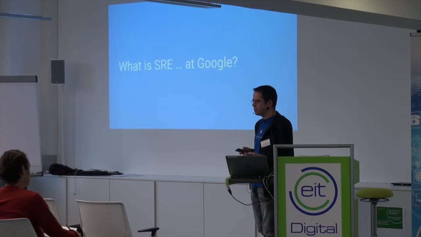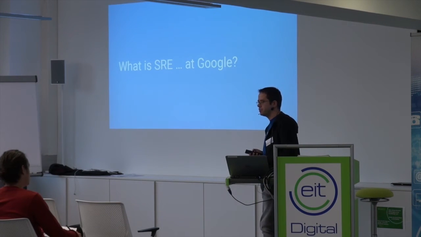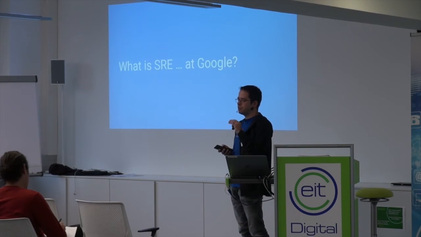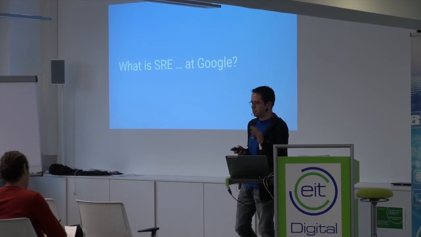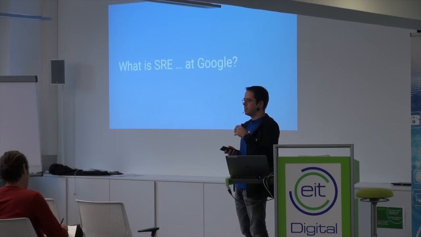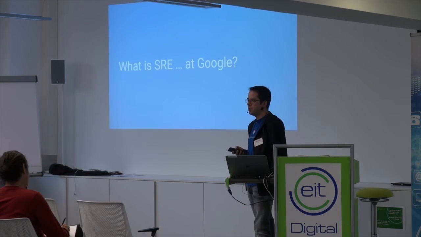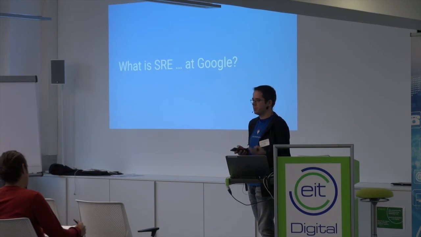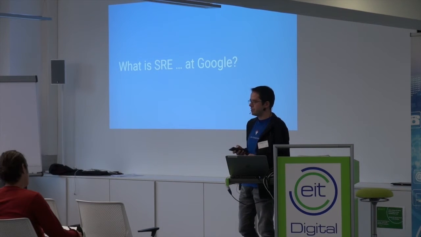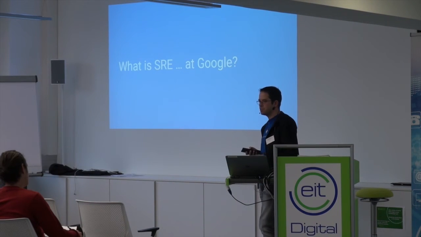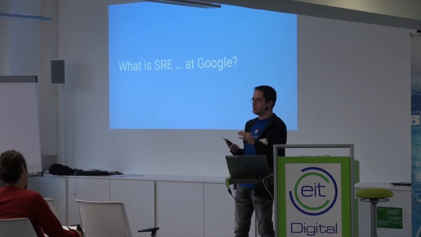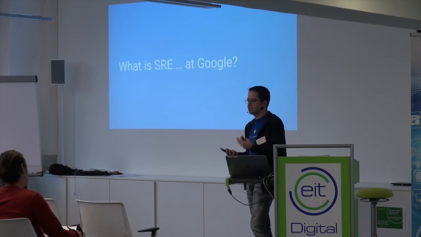SRE recruits from both software engineering and systems engineering backgrounds. And there are no organizational barriers between product engineering and SRE for software engineers. So if you get hired by Google as a software engineer, you can freely move between product engineering and site reliability engineering. The other background that SRE recruits from is systems engineering or systems administration. And we basically recruit on the entire spectrum between software engineering and systems engineering.